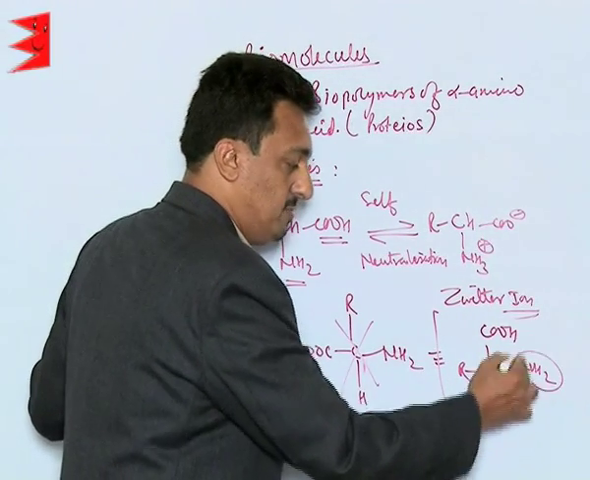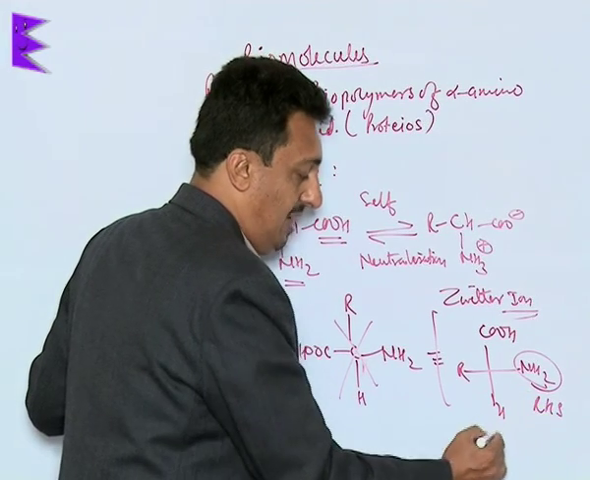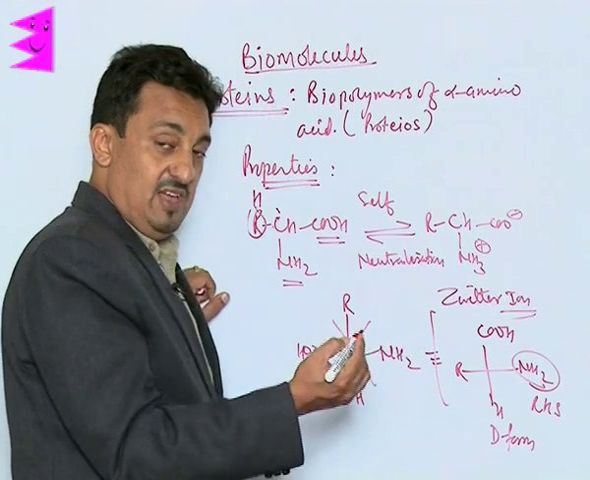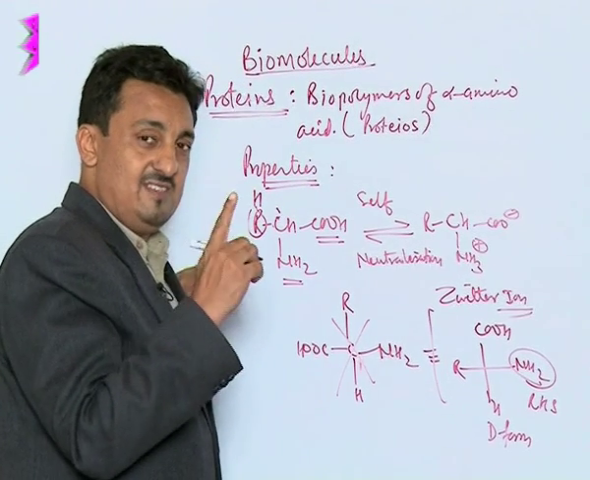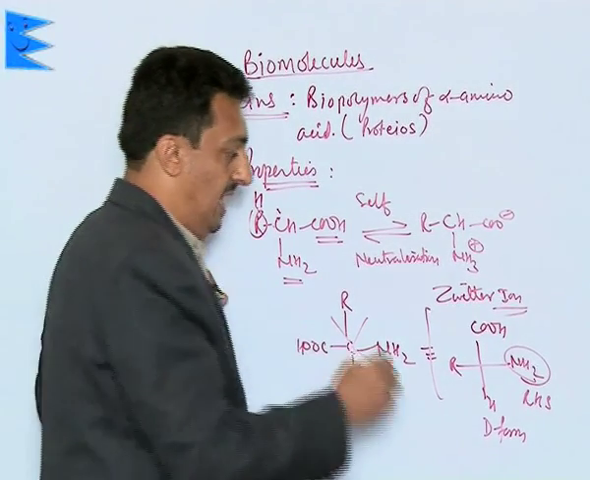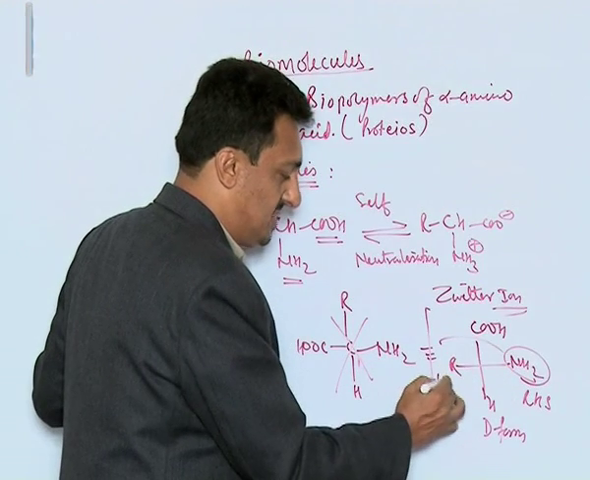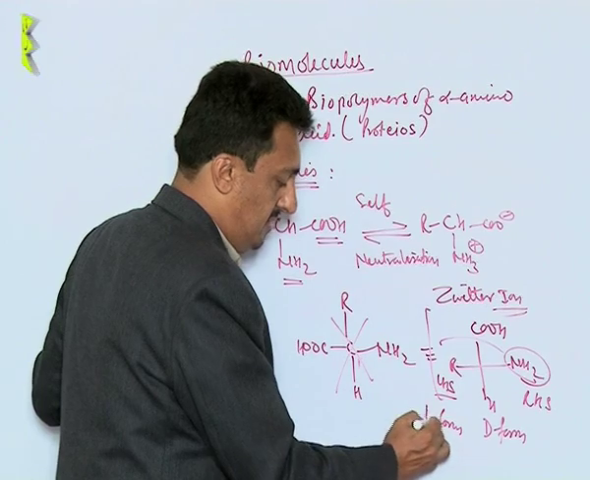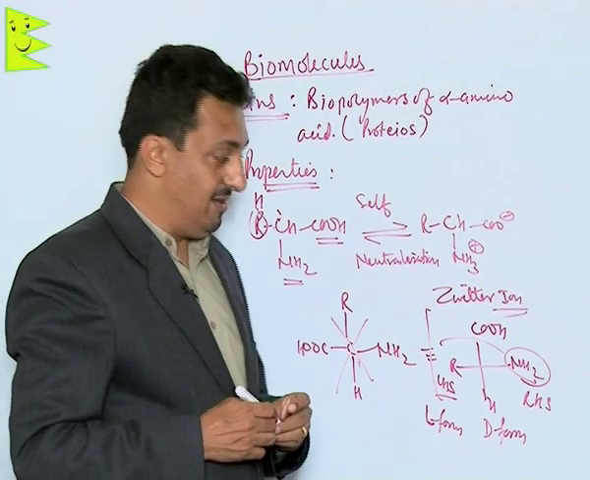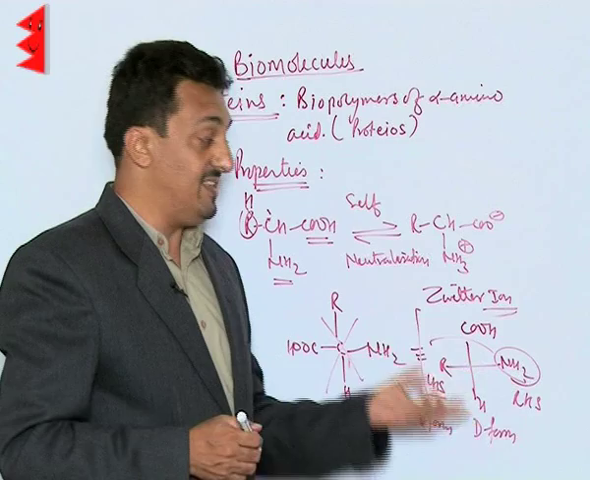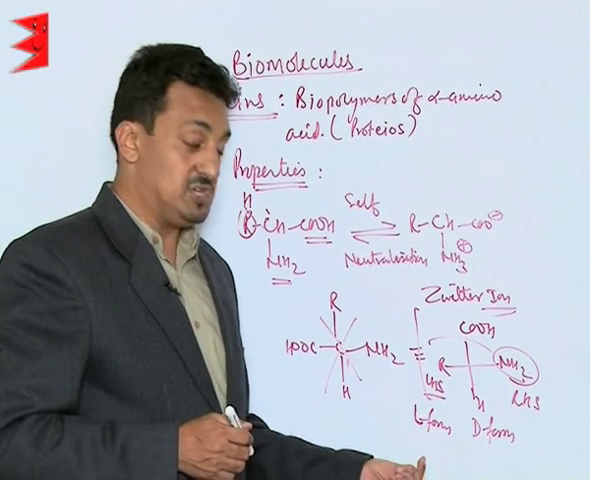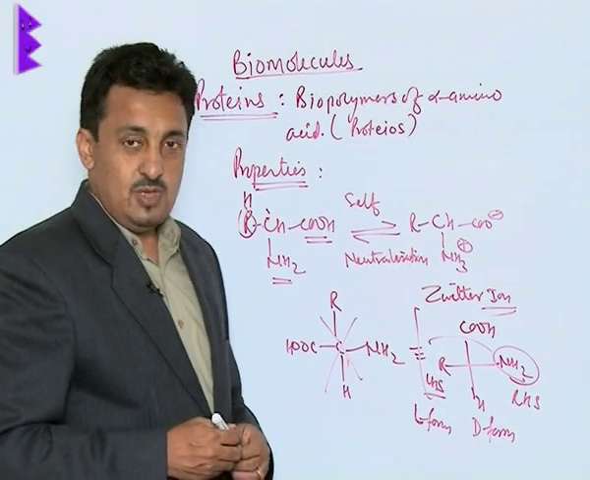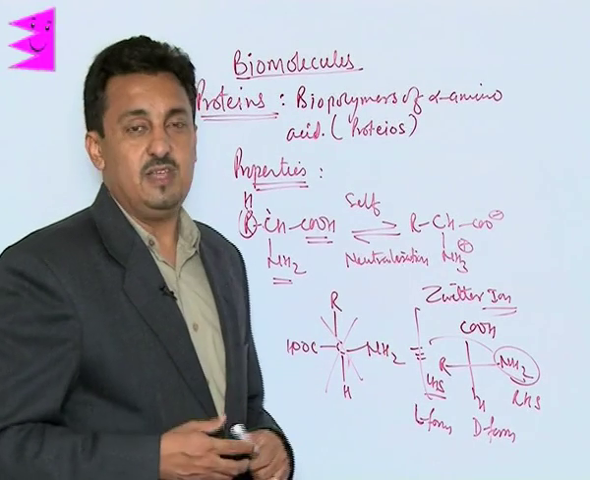Now, if the NH2 group is on the right hand side, we call it what? A D form. It's a relative configuration, as you remember I have discussed in the case of carbohydrates. And if the same NH2 group is on the left hand side, we call it what? L form. It's with respect to the glyceraldehyde molecular species. In case of amino acids, we assign D and L configurations with respect to the NH2 group. So these are the properties of amino acids.